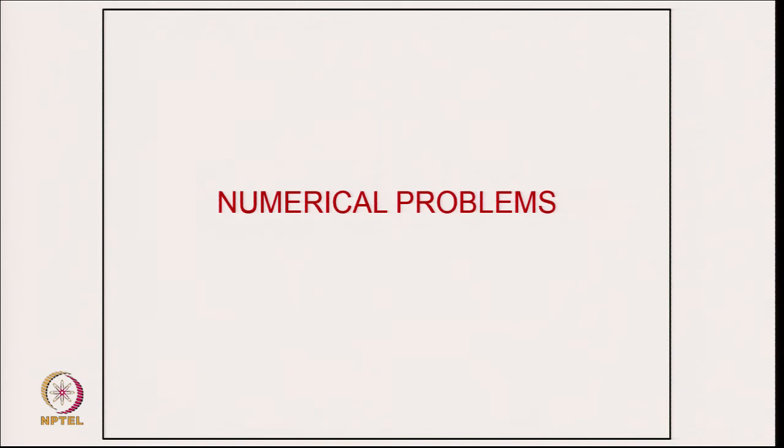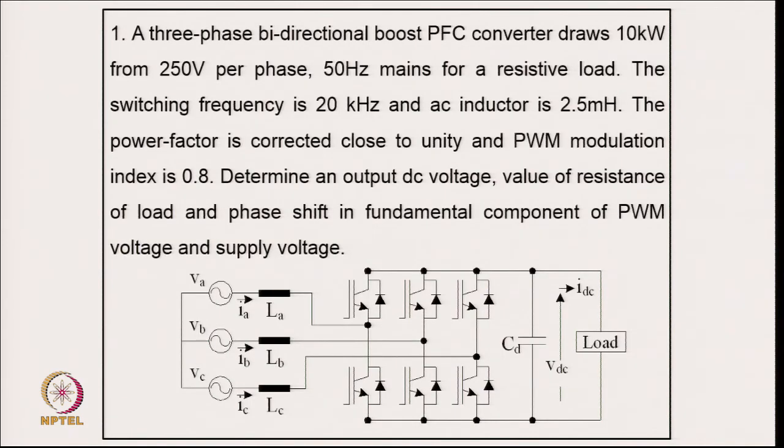Now, coming to the numerical examples of them. Coming to the first numerical example: a 3 phase bidirectional boost PFC converter draws 10 kilowatt from 250 volt per phase, 50 hertz 3 phase AC, for a resistive load. The switching frequency is 20 kilohertz and the input inductor is 2.5 millihenry. The power factor is corrected close to unity and the PWM modulation index is 0.8. Determine the output DC link voltage, the value of equivalent resistance of the load, and the phase shift between the fundamental component of PWM and the supply voltage.